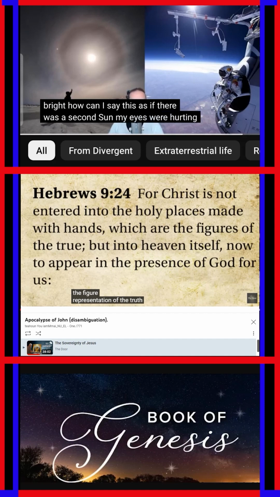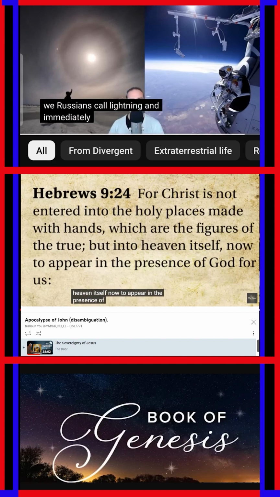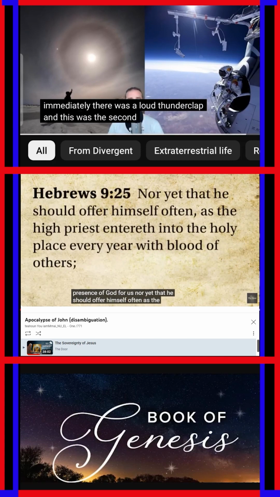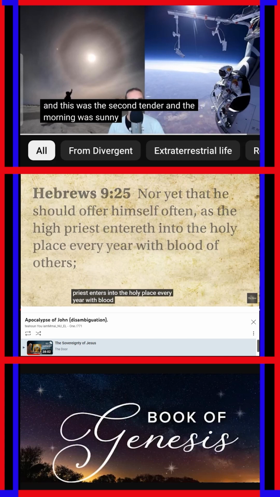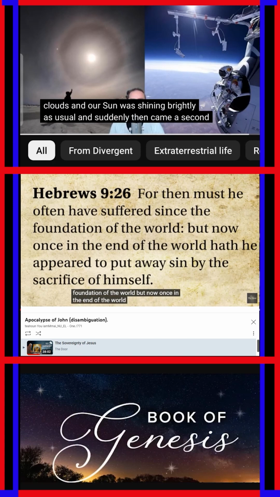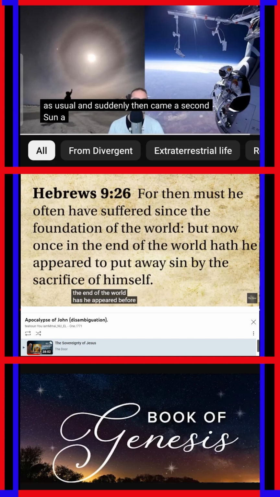My eyes were hurting and I even closed them. It was like what we Russians call lightning, and immediately there was a loud thunderclap. This was the second thunder, and the morning was sunny, and there were no clouds, and our sun was shining brightly as usual. And suddenly then came a second one.